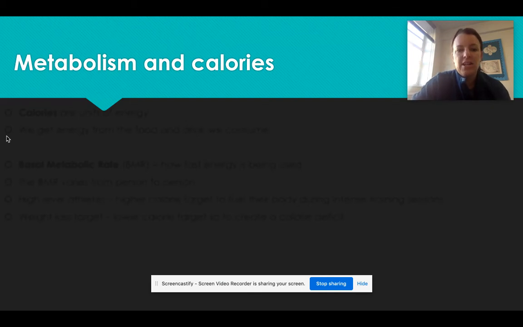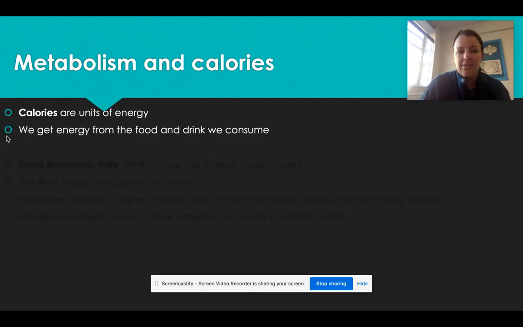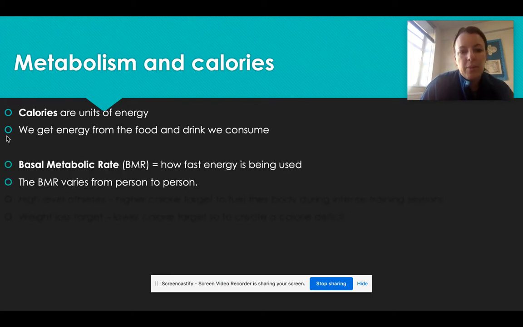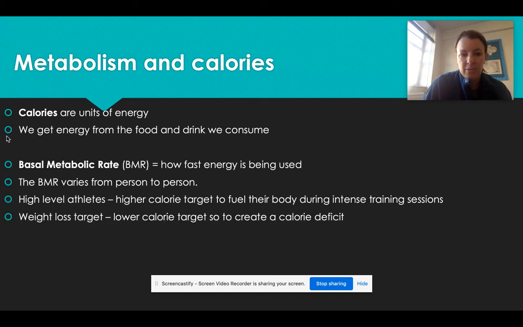Okay, next section is all about your metabolism and calories. Calories are units of energy, and we get energy from the food and drink that we consume. Consume is just a posh word for eating. The basal metabolic rate, BMR rate, is how fast energy is being used. So each person will have a different BMR rate. It will vary from person to person.